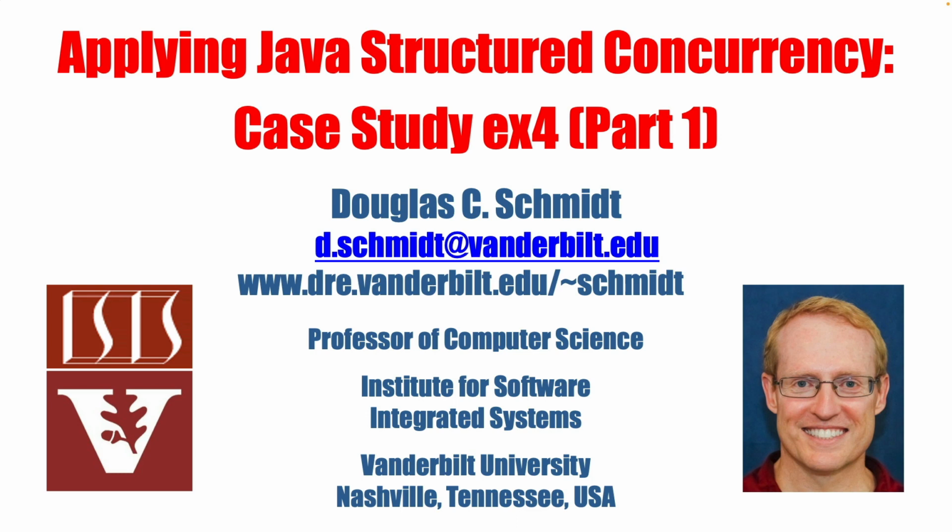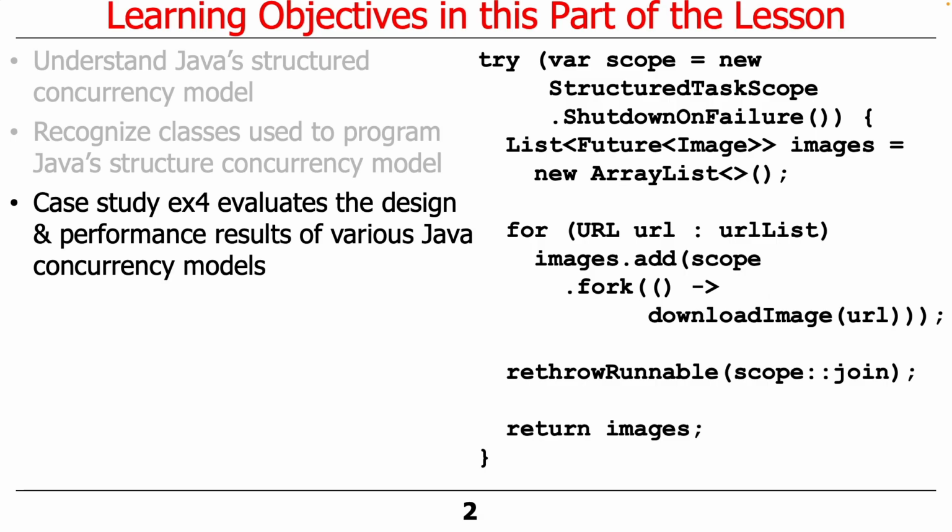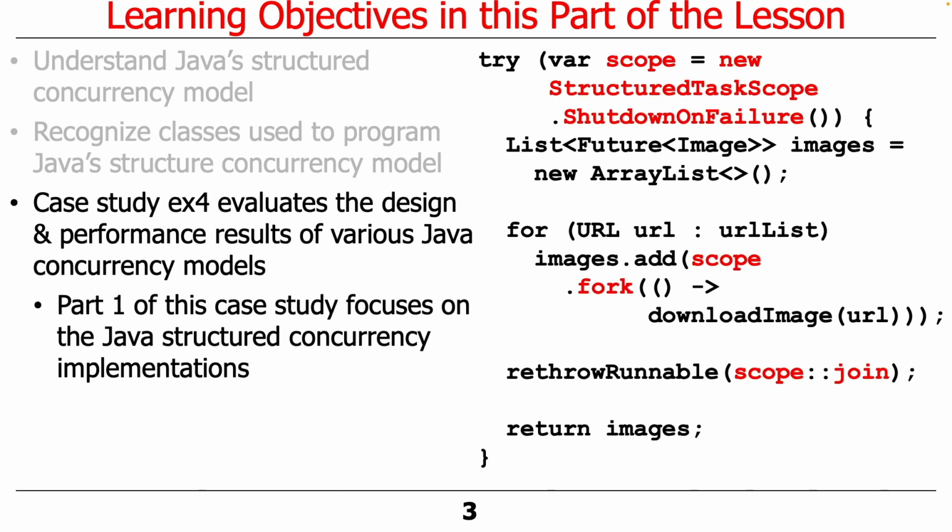So we're now going to take a look at a multi-part case study, which is going to demonstrate different concurrency models in a Rosetta Stone-like way where we can compare and contrast them for the same application semantics, the same requirements. And so in general, this ex4 will take a look at the design and performance of a bunch of Java concurrency models. And we're going to start looking at Java structured concurrency.